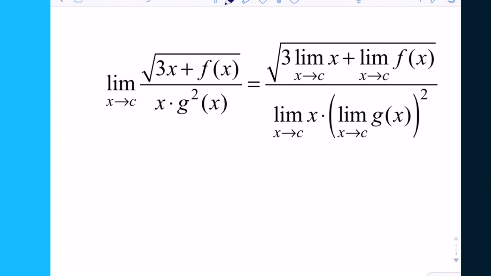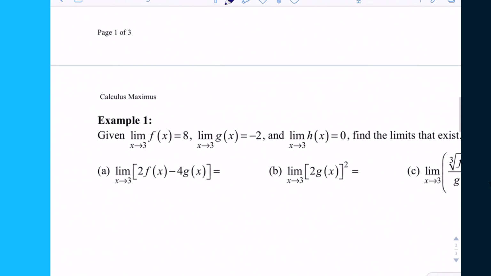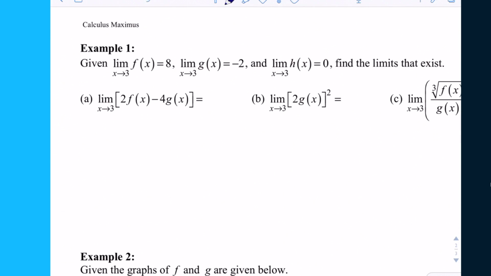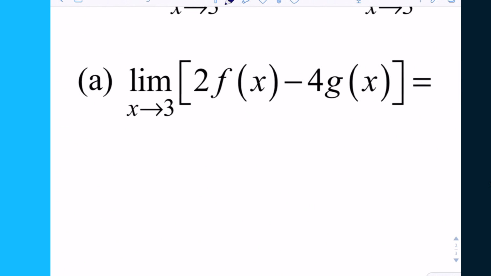All right? Let's see it in action. What types of questions are you going to be responsible for? Well, example 1. Here you're given a very limited amount of information. You know that you have three functions, f, g, and h. And as you approach the same number, 3, on all three of those, you have different limit values, 8, -2, and 0. That's all you know. You don't need the equations of f, g, and h, and you don't have any other information at any other value of x other than 3. But with those three pieces of information, I claim that we can evaluate the following limits. That is, any combination of those three functions as long as we're approaching 3.